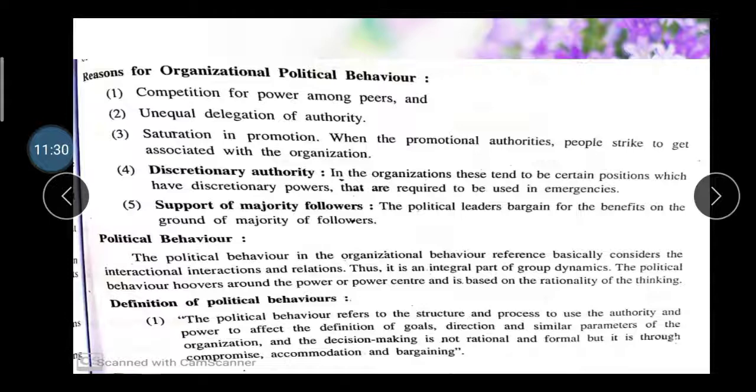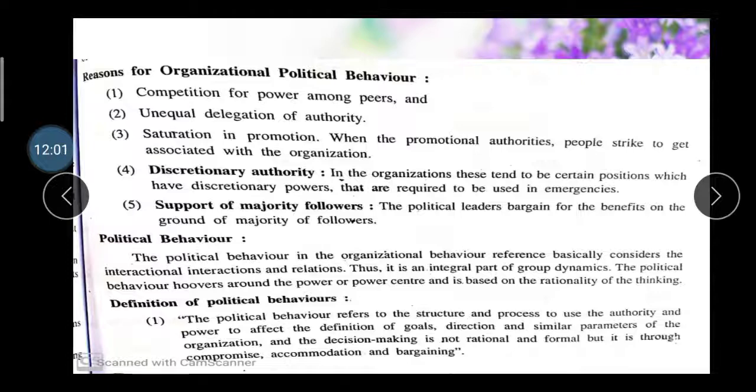Second one is the unequal delegation of authority. Sometimes they cannot give equal authority to the equal level group. At that time, they have to face this type of political behavior. Third one, there are frustrations in promotions, when people who want promotional authority go on strike to get associated with the organization, and this type of behavior is for getting higher power and higher authority. At that time they have to do this type of political behavior in the organization.